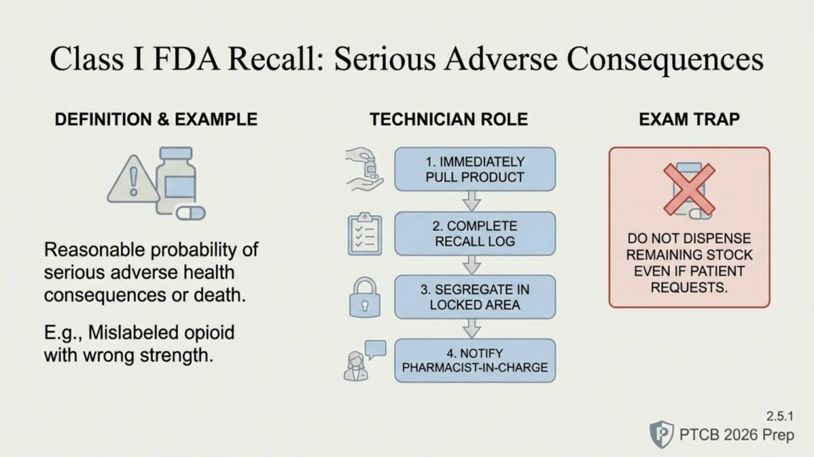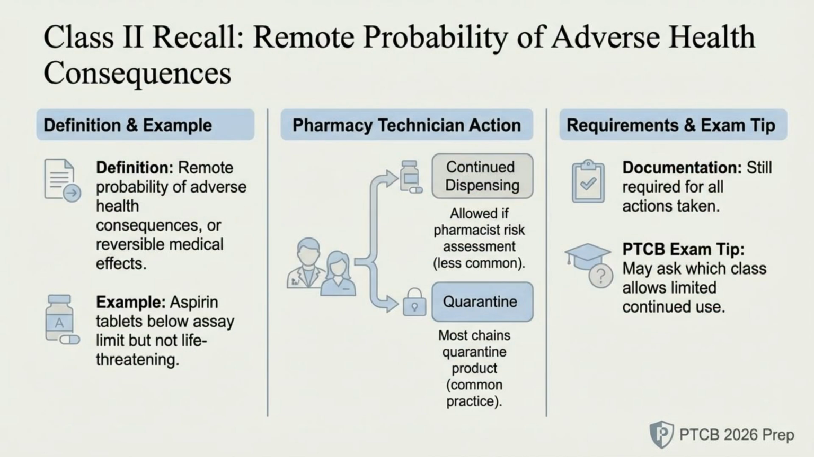A Class 1 FDA recall involves a reasonable probability of serious adverse health consequences or death. The technician must immediately pull the product, complete the recall log, segregate it in a locked area, and notify the pharmacist. A Class 2 recall involves a remote probability of adverse health consequences or reversible medical effects. While continued dispensing may be allowed with a pharmacist's risk assessment, common practice is to quarantine the product.